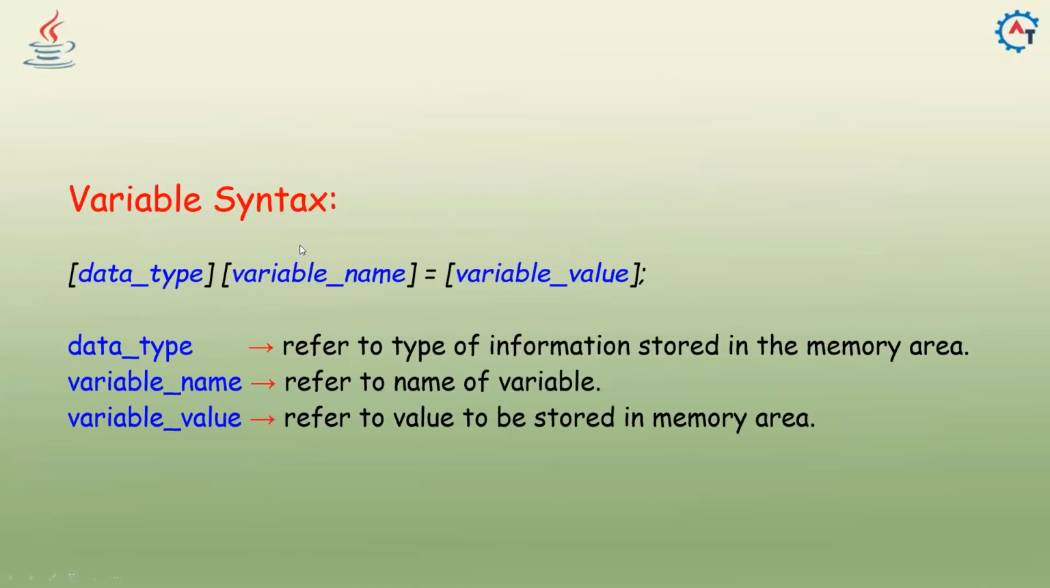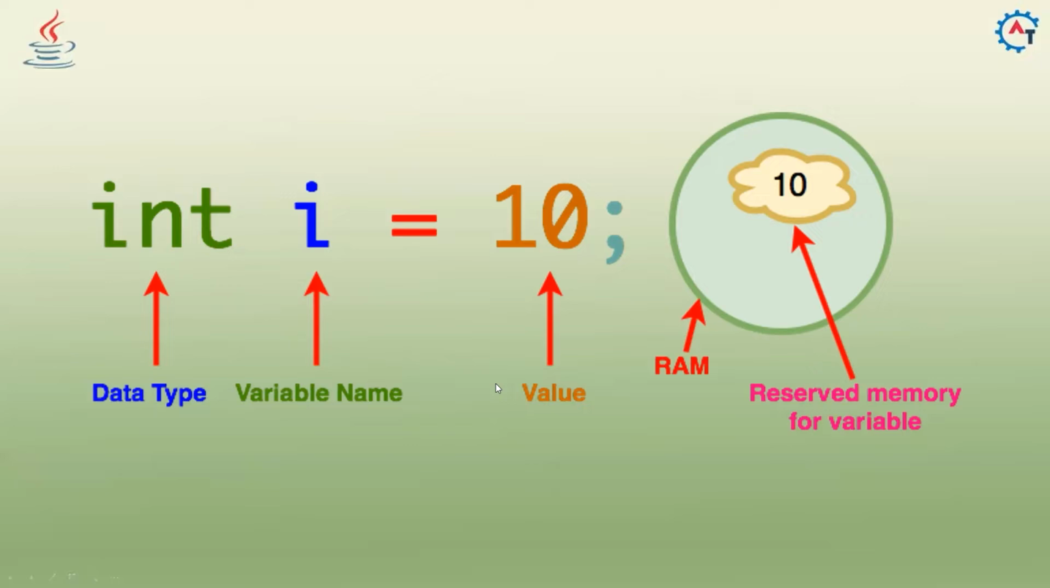So the variable name, as you said, refers to the name of a variable. And 10, this is the variable value. Actually we are interested in this 10, but for this I'm giving a name called i, and this 10 is an integer type of value, so I am representing here that this is an integer.